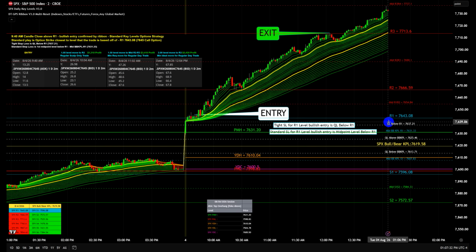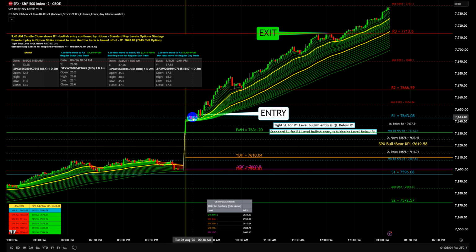So QLs above, such as the case here, would be for bearish trades, tight stop loss. QL below is for tight stop losses on bullish trades. So as an example, we have here our 9:30 a.m. open. As you can see here, right after the open, it does start closing above R1, which is one of our main key levels.